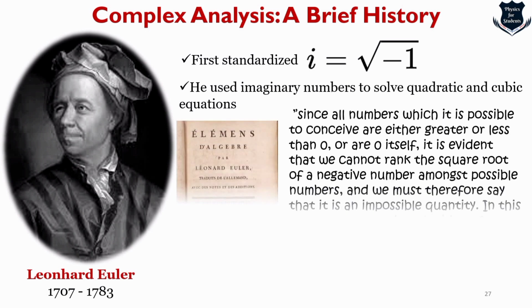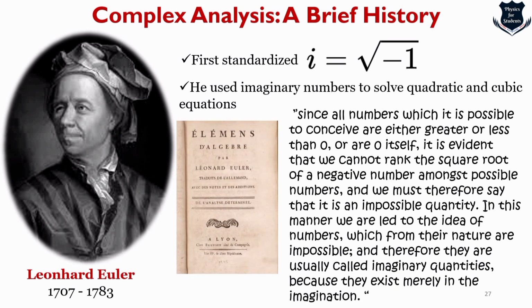And in his book, The Algebra, he mentions, "Since all numbers which it is possible to conceive are either greater or lesser than 0 or 0 itself, it is evident that we cannot rank the square root of a negative number amongst possible numbers, and we must therefore say that it is an impossible quantity. In this manner, we are led to the idea of numbers which from their nature are impossible and therefore are usually called imaginary quantities because they exist merely in the imagination."